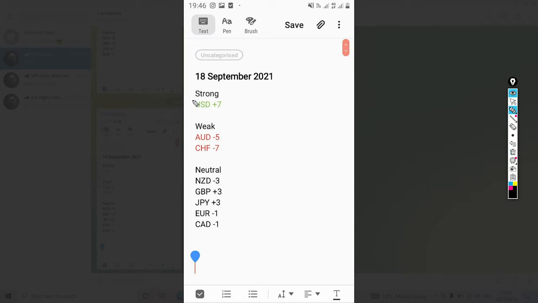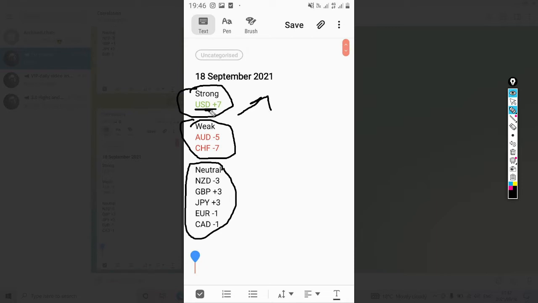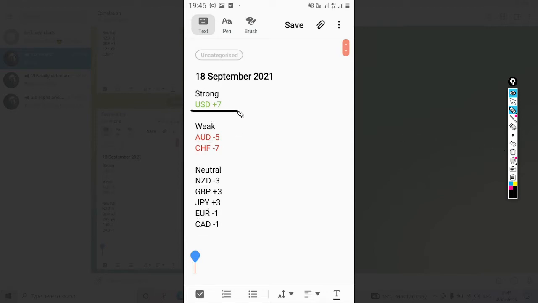Okay, the strong ones are supposed to be here, weak ones here, neutral ones here. So here we only have the US dollar being strong. This is the only currency that is pushing to the upside, and then the AUD and the Swiss are trading to the downside, and then NZD, GBP, JPY, Euro and CAD are flat, meaning some are flat like this and some are trying to go up, but the majority is not giving us a direction. So now we know the direction: here we look for buys, here we must sell, and here we don't do anything.